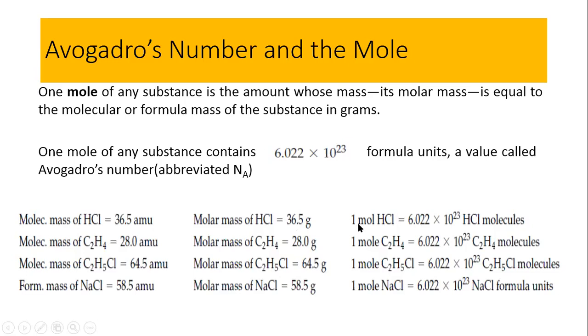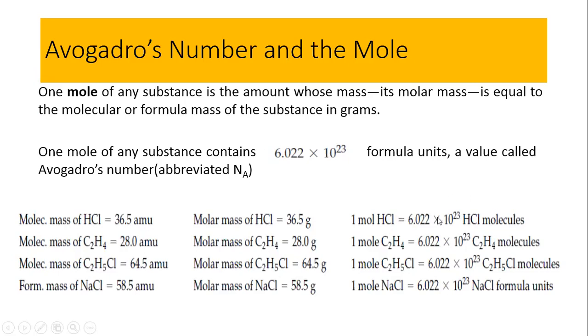So 1 mole of HCl is equal to 36.5 gram of HCl, which is equal to 36.5 AMU of HCl. These are the same thing. That means 1 mole of HCl, 36.5 gram of HCl, contains how many molecules? 6.02 exponent 23 HCl molecules.